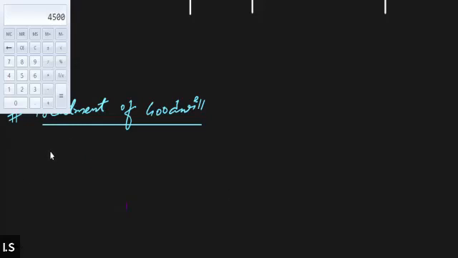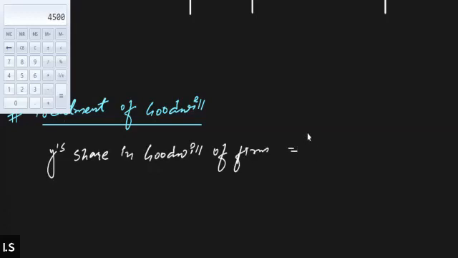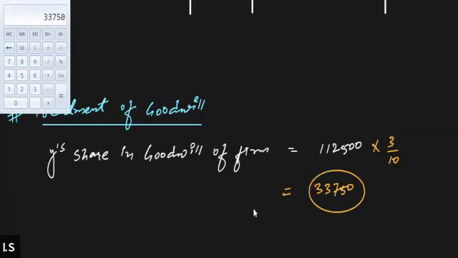So we'll do this. Y's share in goodwill of the firm. Goodwill of the firm is already given in the question. That is 1,12,500. And Y's share is how much? It is 3 by 10, right? Y's share in the firm is 3/10. That means Y's share of goodwill in the total goodwill of the firm is 1,12,500 into 3 divided by 10, that is 33,750. Got it, everyone? Yes, sir.